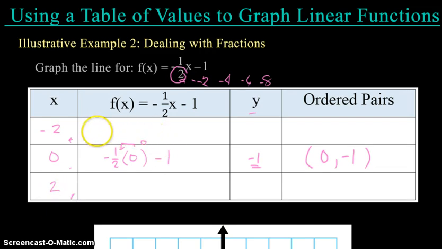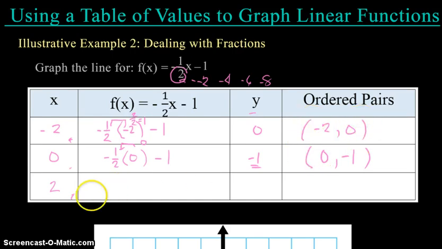So, substitute na natin dito sa function. So, meron tayong negative 1/2 times negative 2 minus 1. So, negative 1/2 times negative 2 is 2 over 2, and that is 1. So, 1 minus 1 is 0. So, meron tayong negative 2 at 0.